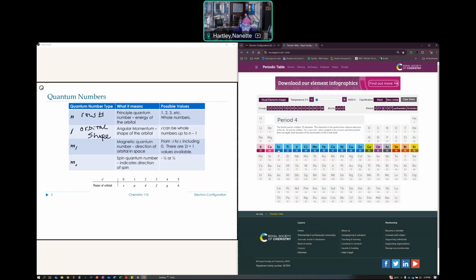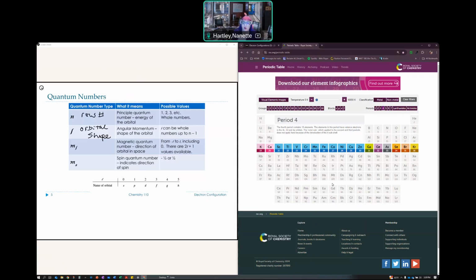If this is row 4, then it can only have values of 3. So my orbital shape can only be up to 3. So I can have an S, a P, a D, and an F. Okay. So I've got the S block, the P block, the D block, and an F block, but there's nothing in it. The fact that there is one, but there's nothing in it, means that we can do some things with it. We'll talk about that eventually. Okay, so we have those things available to us.